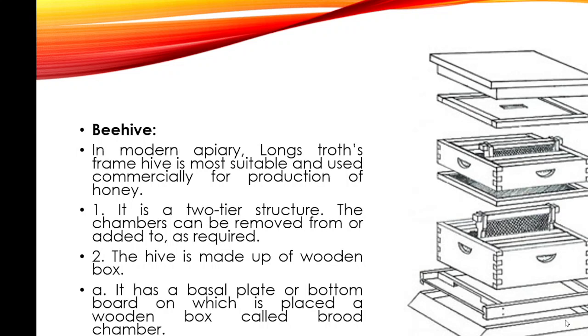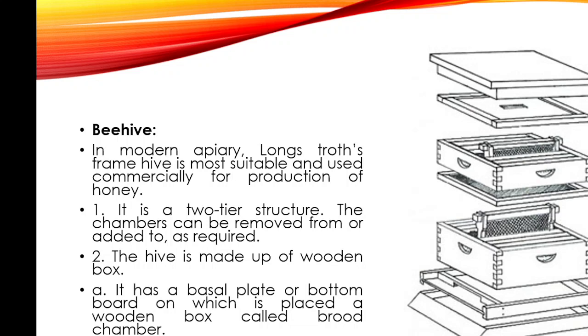To look at a beehive simply, there are two important boxes. One is the brood box, then the honey super. The brood box is mainly used for keeping the honeybees. The honey super or honey chamber is used for storage of honey. Between the honey super and brood box, we keep a net that is known as a queen excluder.